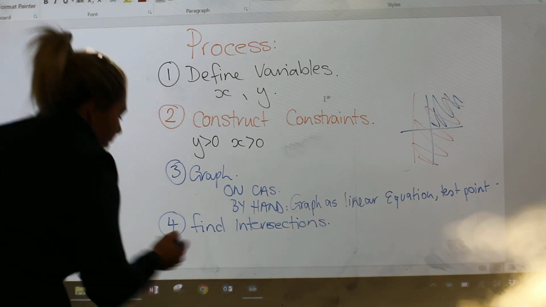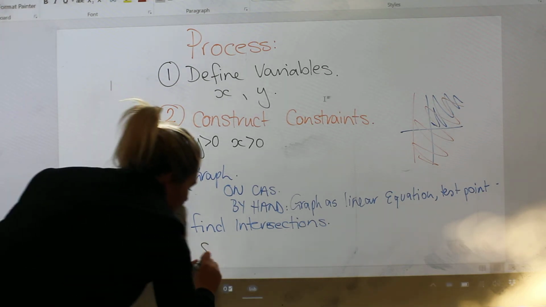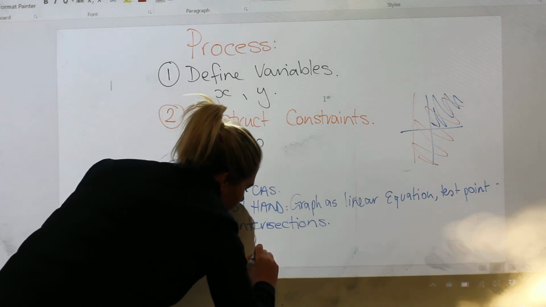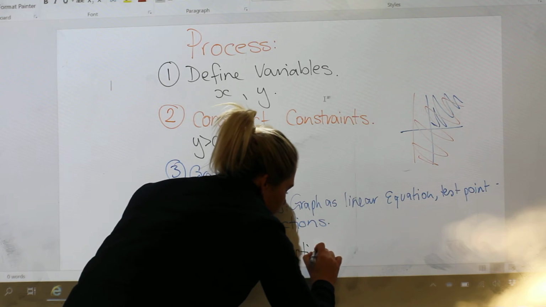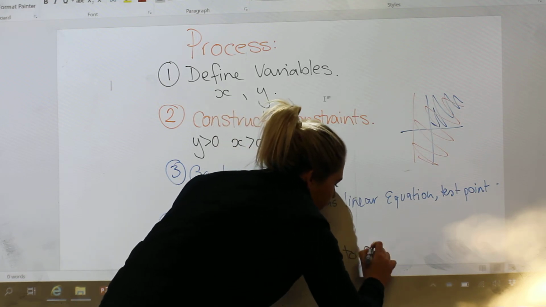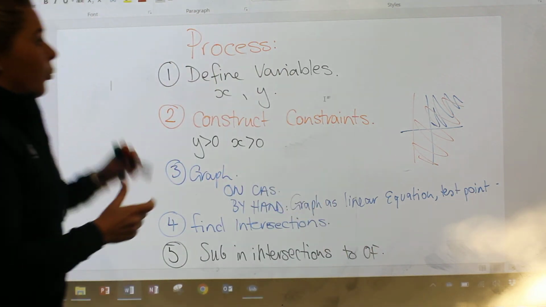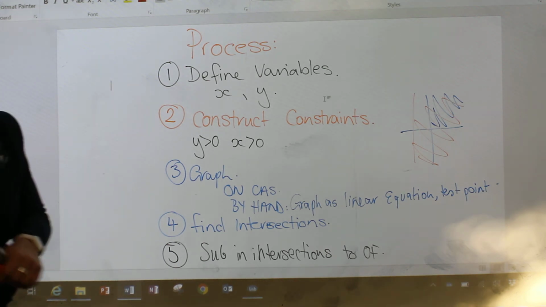And then the last thing you will do is sub in intersections to your objective function. Now your objective function will have been found when you've made your constraints.